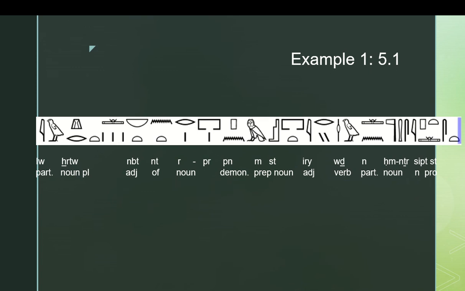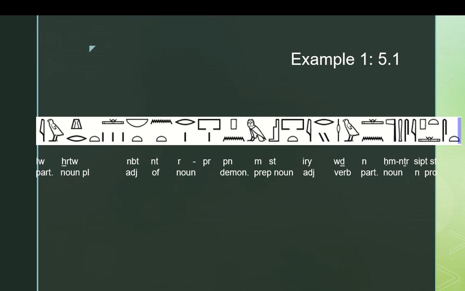But again, iw is a particle, khertu a plural noun, nebet an adjective, net is of, it's our genitival, er-per is a noun, pen a demonstrative, this. M is a preposition, st is a noun, iri an adjective, waj a verb, n is a particle modifying the verb, khemnetjer a noun, sipet acting as a noun, and st our pronoun.